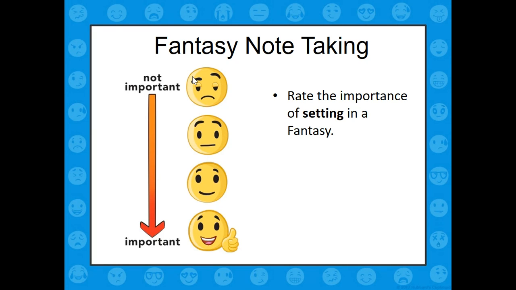Okay, I see a lot of 4s. I agree. I agree that the setting is very important in the story of a fantasy.